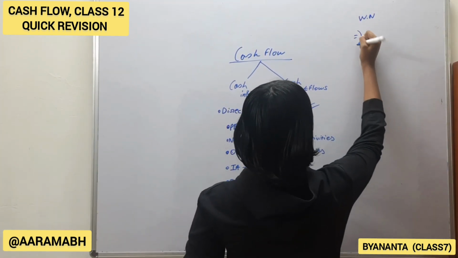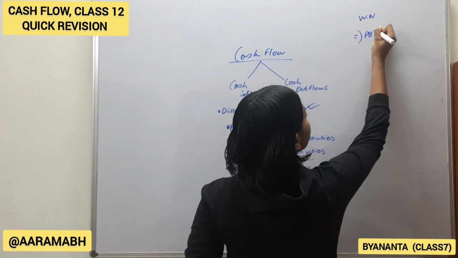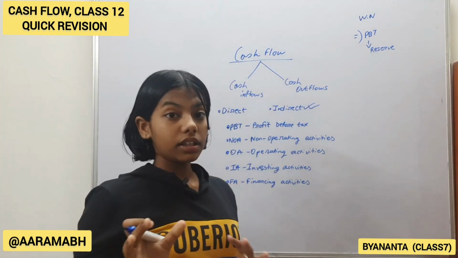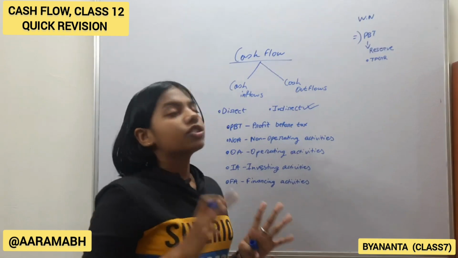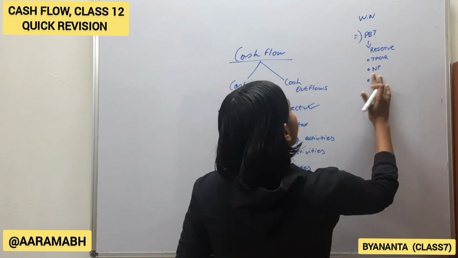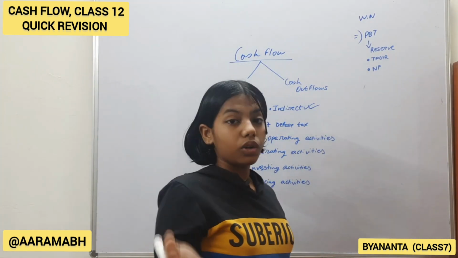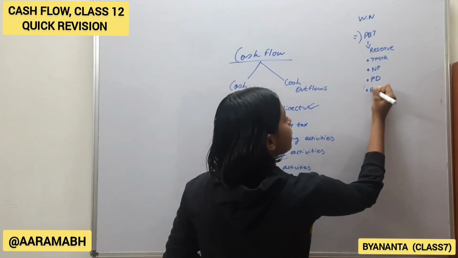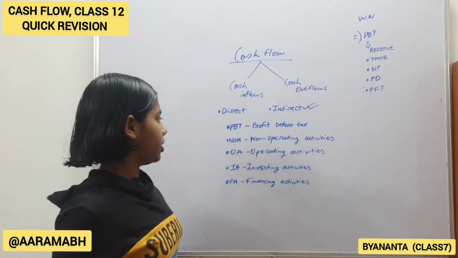Working note. So, in PBT, what could count? PBT has the reserves amount that we are given in the balance sheet. Then this is the short form for transfer to general reserve. And then comes our net profit. These are the things that will be given to us in our PBT. Then there are more things like PD, also known as proposed dividend. And then there's at last PFT, the provision for taxation amount, and it will be given in our balance sheet, so no need to worry.